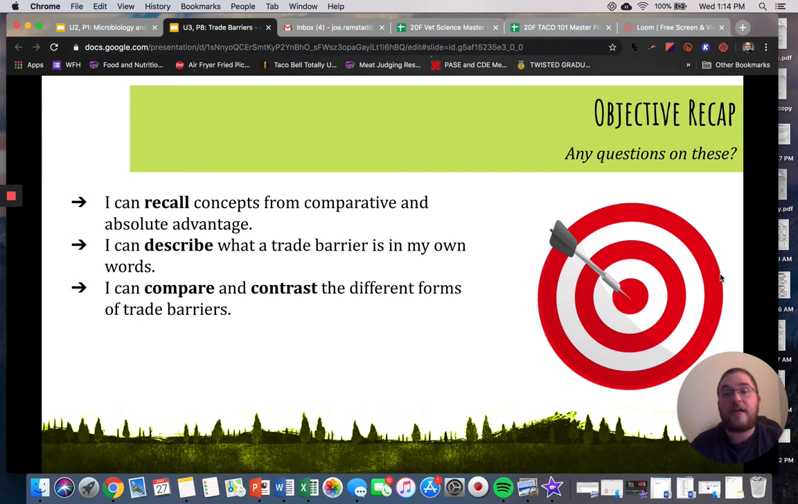So hopefully, as a result of today's presentation, you can recall concepts from comparative and absolute advantage. You can describe what a trade barrier is in your own words. Remember, those trade barriers prohibit or make it more challenging to trade from country to country. And lastly, you can compare and contrast the different forms of trade barriers, whether that be a subsidy, an embargo, or a tariff. So we talked a little bit about each of those today.